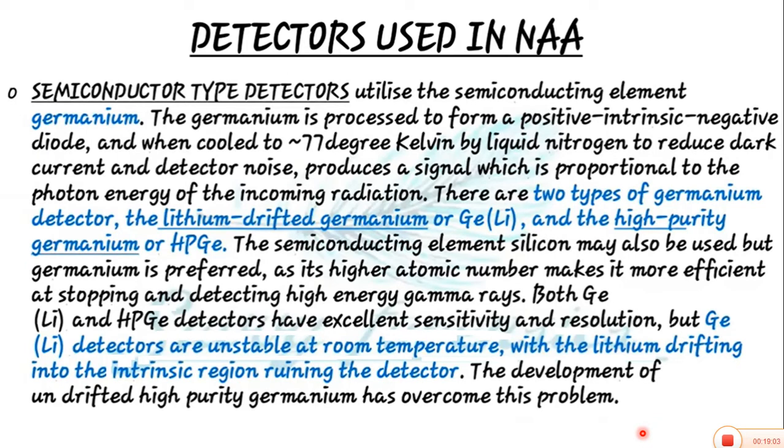Both germanium lithium and high purity germanium detectors have excellent sensitivity and resolution, but germanium lithium detectors are unstable at room temperature, with the lithium drifting into the intrinsic region and ruining the detector. The development of undrifted high purity germanium has overcome this problem. This is the solution to maintain its sensitivity as well as efficiency, so undrifted high purity germanium is being used.